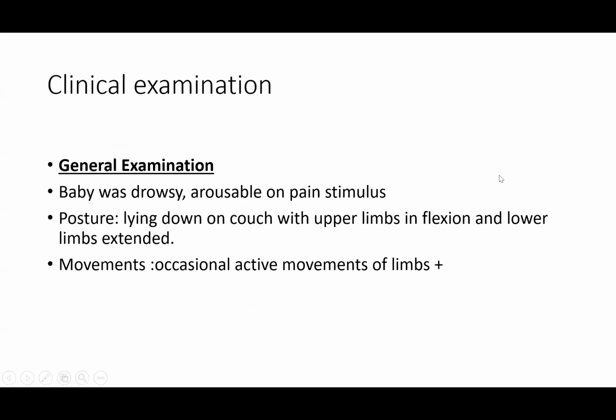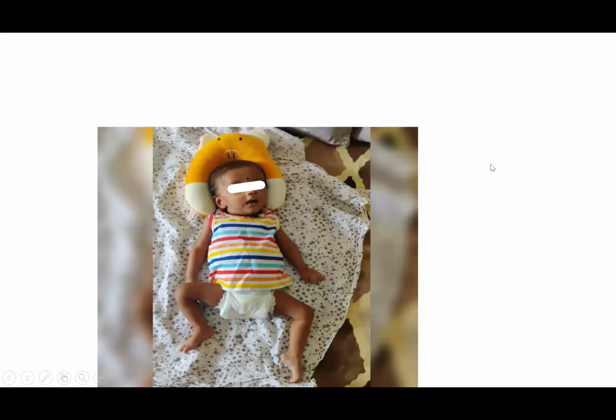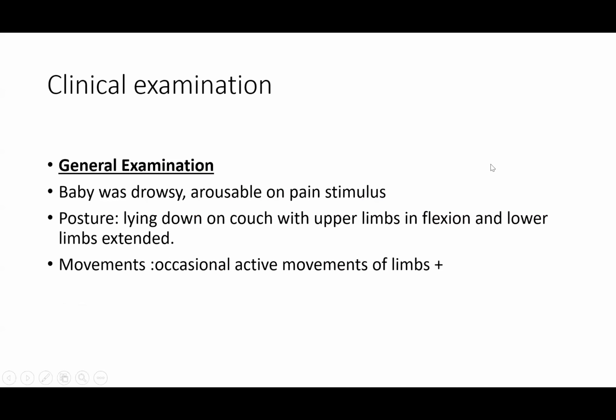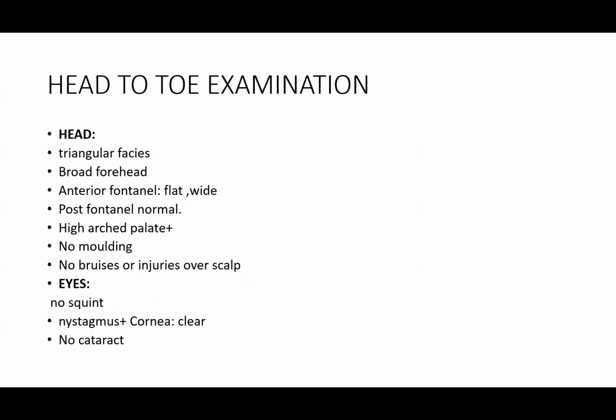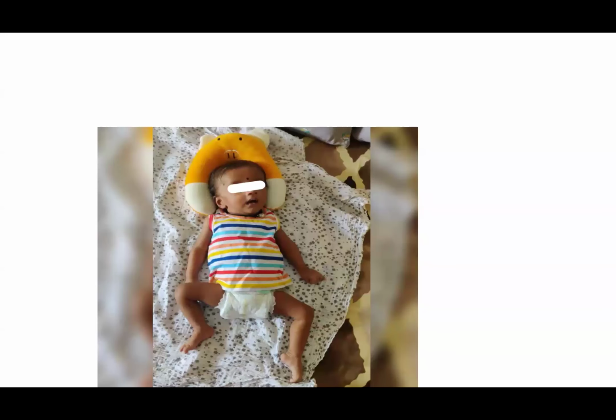Clinical examination wise, baby was drowsy but arousable on pain stimulus. Baby was lying down on the couch with upper limbs in flexion and lower limbs in extended posture, but there were occasional active movements of limbs. In this picture, baby is lying down with both lower limbs floppy, as you can see the floppiness in that picture.